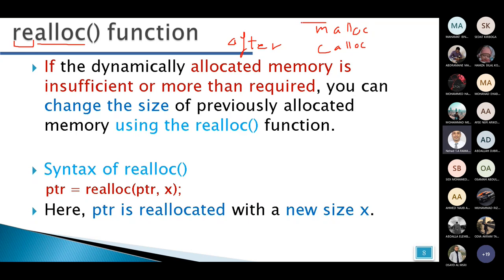So it changes the size of allocated memory. If we require more size than the allocated memory using malloc or calloc, we can use realloc to change the size. It's a common idea. We usually start with one element size using malloc or calloc, and every time we need more size, we change the size using realloc. So we can change the size of the dynamic memory allocation using realloc. Okay.